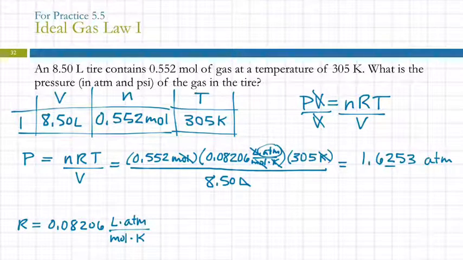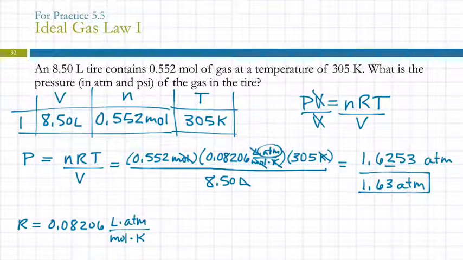So it asks for the pressure in atmospheres and PSI. In atmospheres, it's 1.63 atmospheres. That's one answer. It asks for 2 answers. So then what do we do? How do we get PSI?